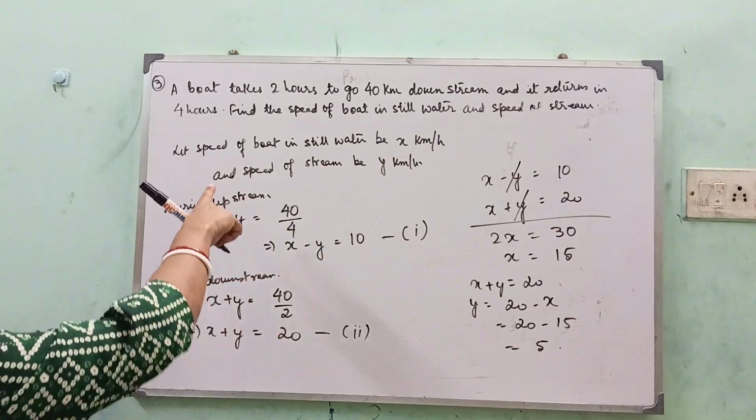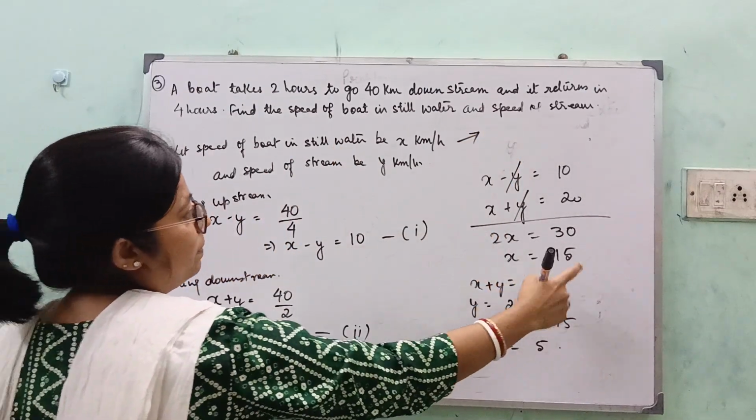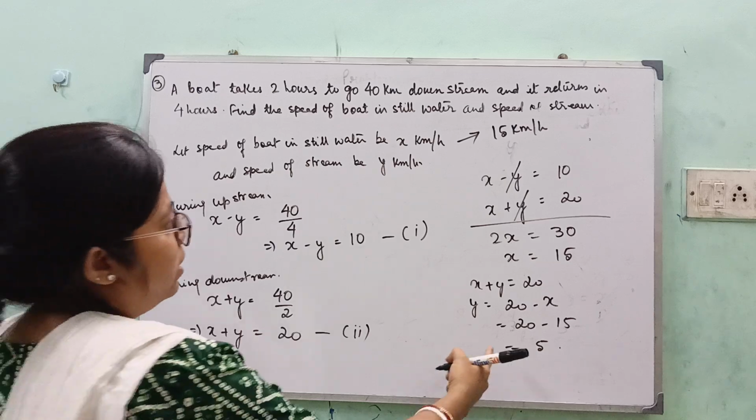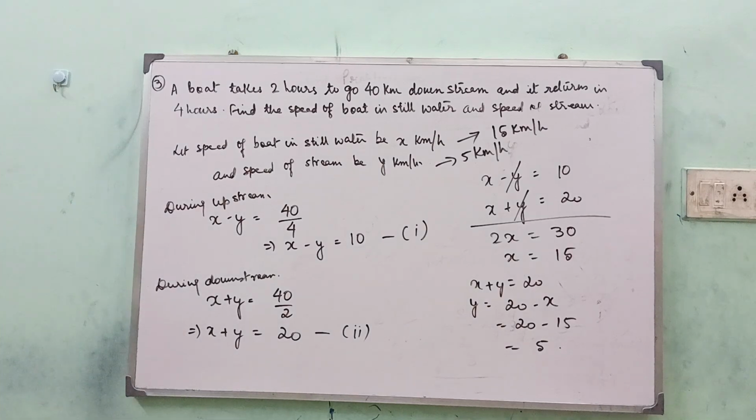Thus what we can see over here, we have to find the speed of the boat in still water. So speed of boat in still water is x kilometer per hour, that is 15 kilometer per hour. And speed of the stream is y kilometer per hour, that is 5 kilometer per hour. Okay. I suppose the sum is clear to you. So, yes, the speed of the boat in still water is 15 km per hour and speed of the stream is 5 km per hour.